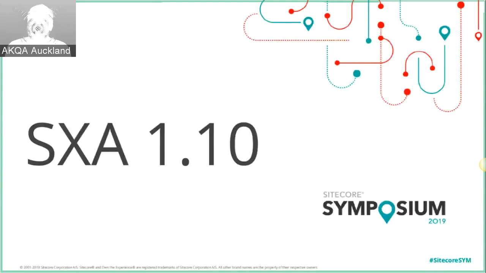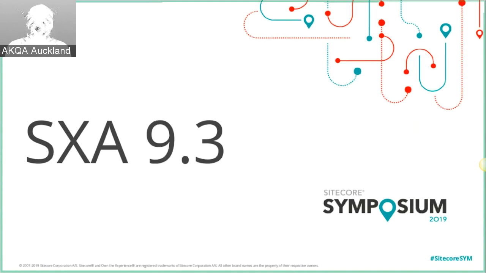SXA, this was one good thing they did. Previously we had versions 1.7, 1.8 and so on. Now there is no SXA 1.10, it would be SXA 9.3. From now on they are merging with the Sitecore version, so it will always follow the Sitecore version. It is good for us, otherwise a lot of times we need to check which one is compatible with which version. So that is a good one.